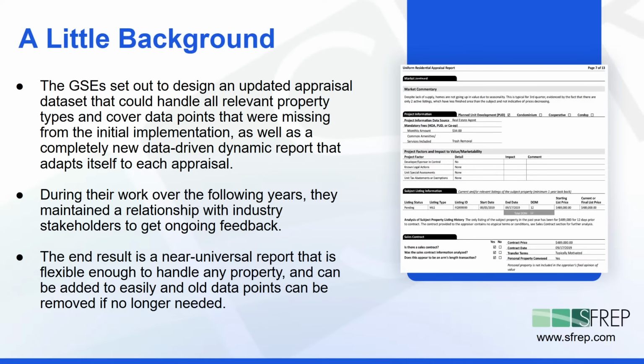The report is near universal, meaning that this report pretty much handles every use case, and it morphs and changes to match the type of appraisal that you're filling out. So if you're filling out an appraisal on a single family home, it's not going to show you information that would be pertinent to a trailer or a modular home. And then the other part of that, can be added to easily and old data points can be removed if no longer needed. So this is going to be able to be changed as needed.